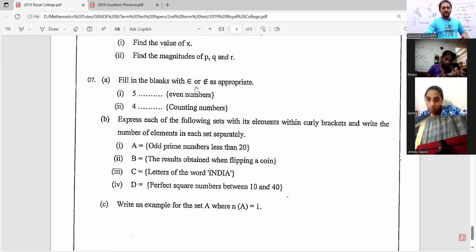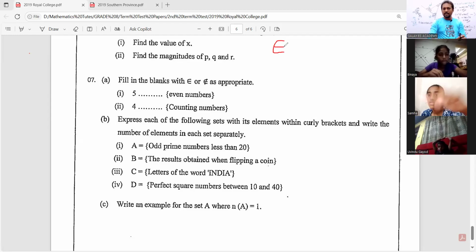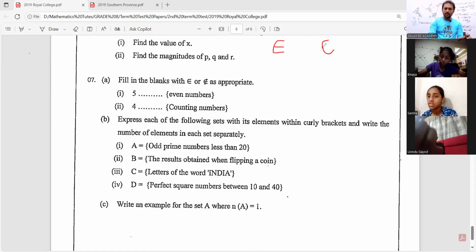Fill in the blanks with the appropriate symbol, there are two symbols given. I think you remember the meaning of these symbols, no? In the previous paper I also revised it. What is this? This is an element. And this symbol we use to represent is not an element.